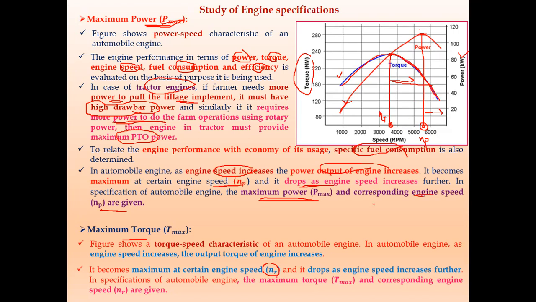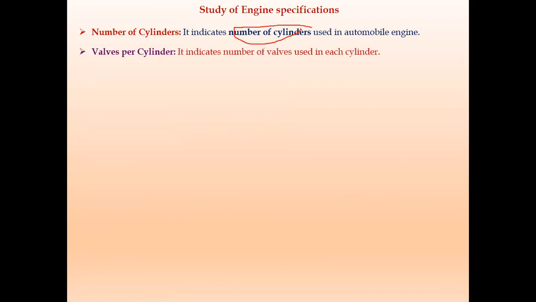So in the specification, the maximum torque and the corresponding speed, that is the speed at which there is maximum torque, both are specified. So this specification is important: maximum power at speed and maximum torque at speed. Now the next important engine specification parameter is the number of cylinders. Based on the number of cylinders, we can find out the capacity of the engine. So the number of cylinders is also an important parameter. Next parameter is valves per cylinder.